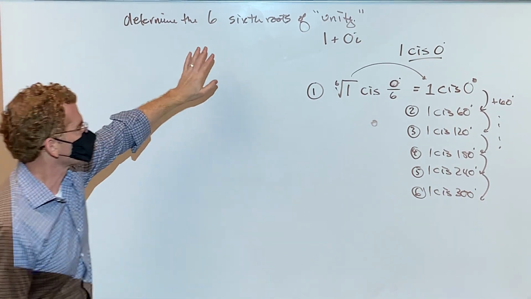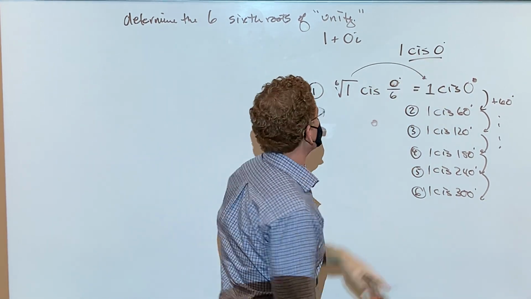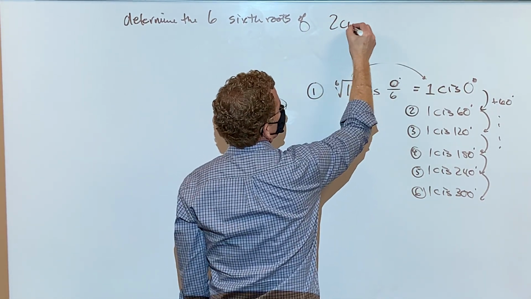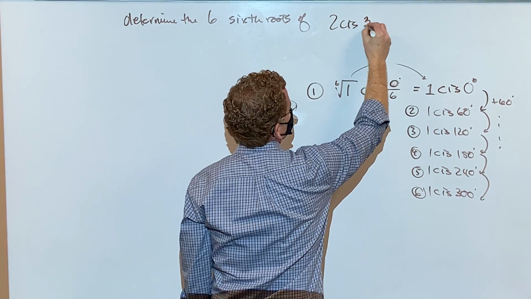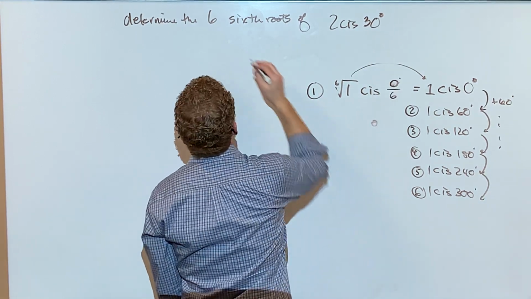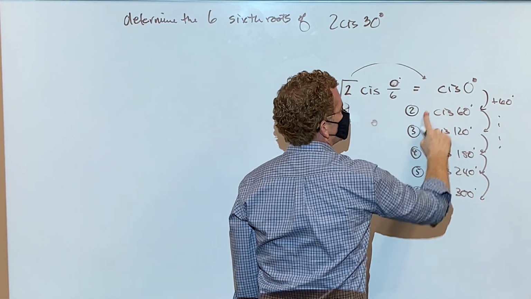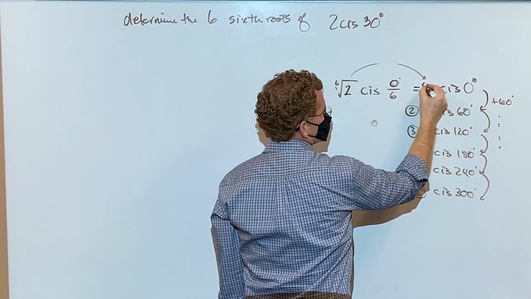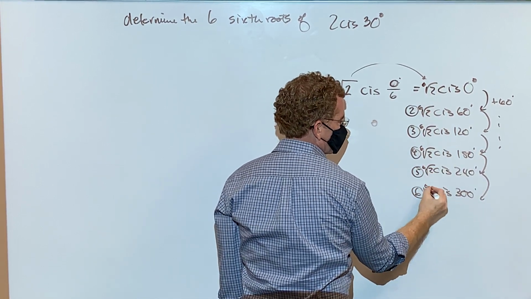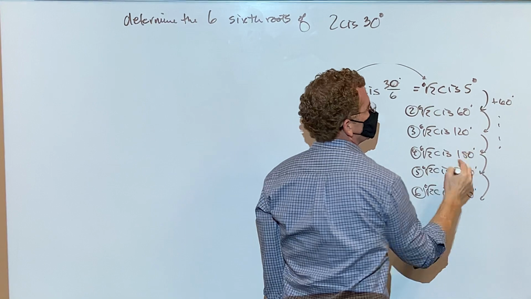So that was unity. But remember, a lot of people forget to divide that angle by something. If my original number wasn't unity and it was something like 2 cis 30, and I said find the six sixth roots, you're going to have the sixth root of 2, which is never going to be pretty, right? You can't simplify that. Sixth root of 2, sixth root of 2, all the way down. And then you're going to divide 30 by 6, and that's going to give you 5.